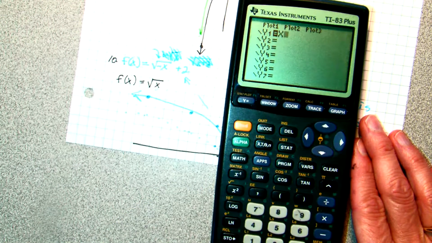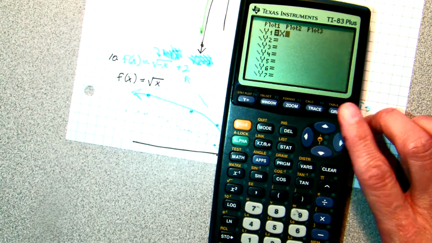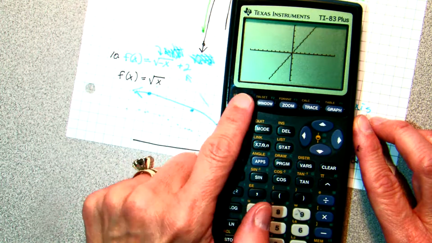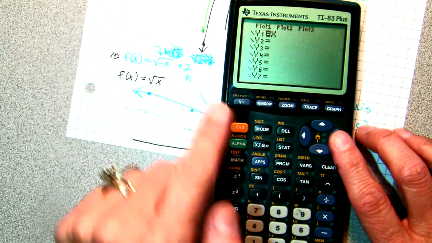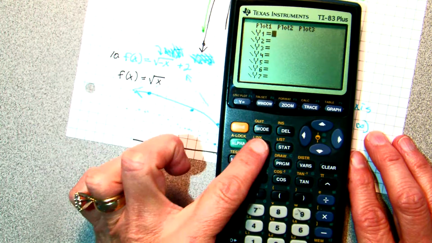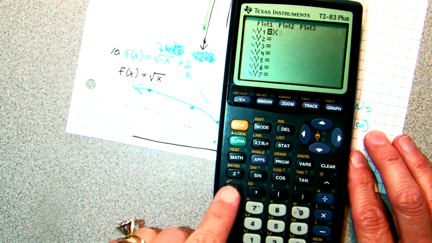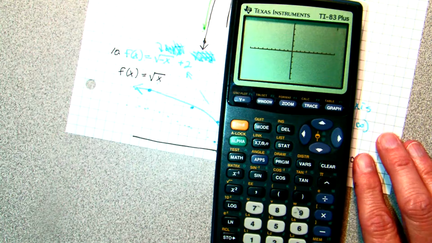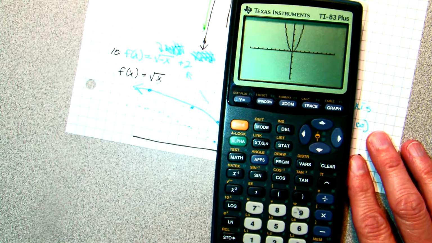Now, right there is y sub 1 equals x, and I'm just going to hit graph, and that's going to graph a line. Okay, I'm going to go back into y equals, and I'm going to change that. I'm just going to clear that out. I want to do x squared. Well, hit that x, and right here's your squared button. y equals x squared, and I'm going to hit graph, and that's going to draw a parabola for you.